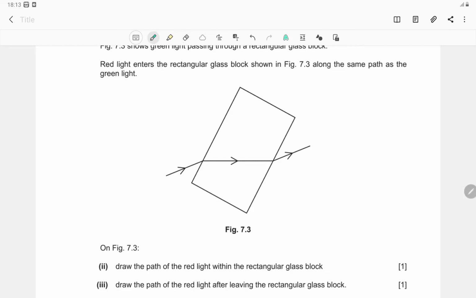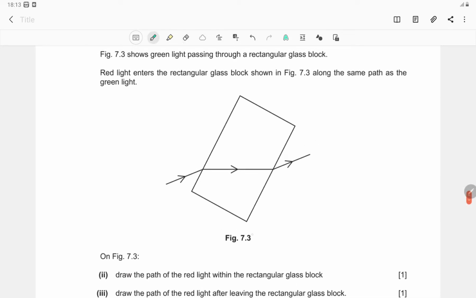So here in the question it's mentioned this figure 7.3 shows green light passing through a rectangular glass block. So this is the path of the green light. When it enters, it refracts or bends, and after it leaves, it refracts again. Now you have to draw the path of red light within the rectangular glass block.